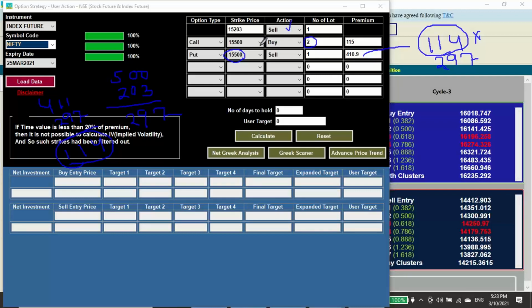So what I did here, I have just bought two lots of call option at 115. However, I paid only for one 115. The second lot of 115 that I am paying for is coming from the time value component of the 15,500 put option. So in fact, if you take the difference, you are just paying 1 rupee for that.